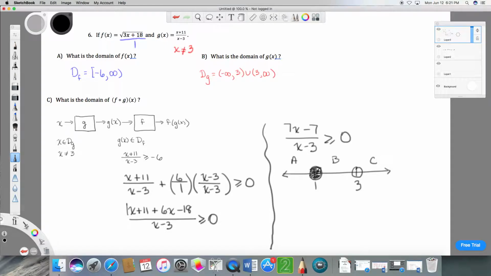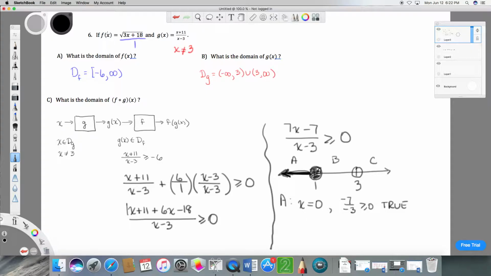So let's pick an easy value from region A to test and see whether this inequality is true or not. In region A, I'm going to pick my test point to be 0. Well, then that's easy to do this arithmetic on. In the numerator, I have -7. In the denominator, I have -3. And yes, it's true that -7 divided by -3 is greater than or equal to 0. So I shade in this number line because it's going to be true for any test point in this region A.